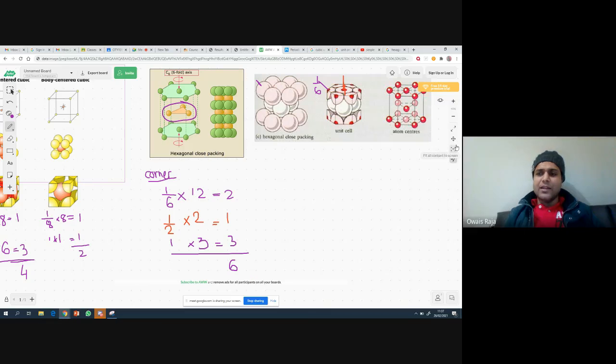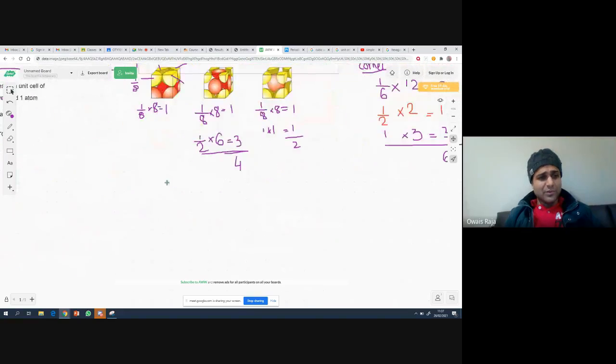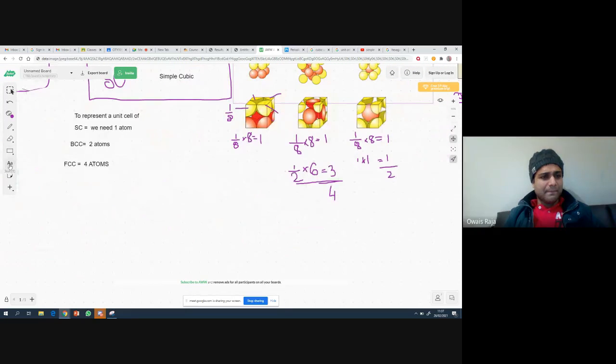Now, how does this affect the properties? That's the important one here. CPH, sometimes known as HCP, they're both the same thing. Okay. How does this affect the properties? Okay, now let's have a look.